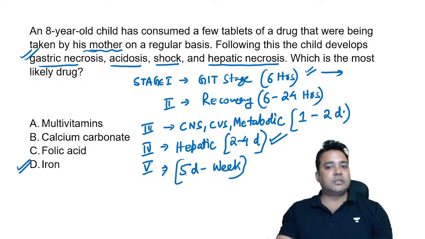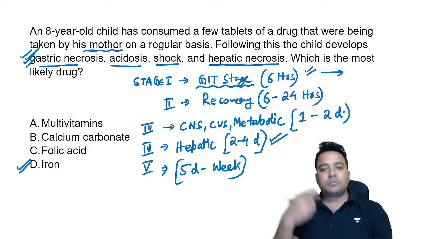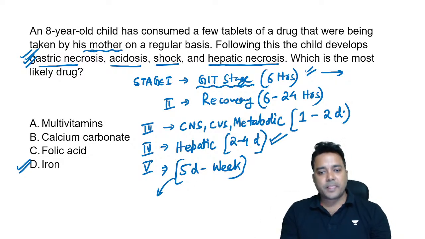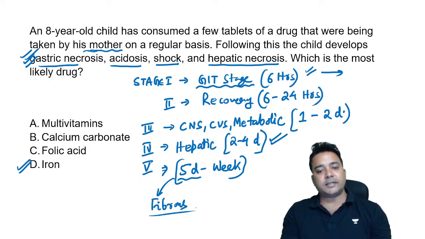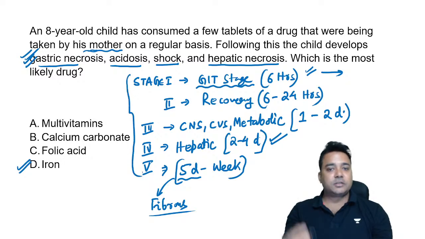And stage 5 is after 5 days till a week, where many complications can occur throughout the GIT. Why? Because in the GIT there was gastric necrosis and GI bleeding, so when the healing process begins, due to body defense mechanisms, macrophages will come by about the 5th day and induce fibrosis. You can see fibrous bands throughout the GIT, in the esophagus, in the intestines. Now the patient will need multiple surgeries to remove the strictures. These are the stages, and the antidote preferred is desferrioxamine.